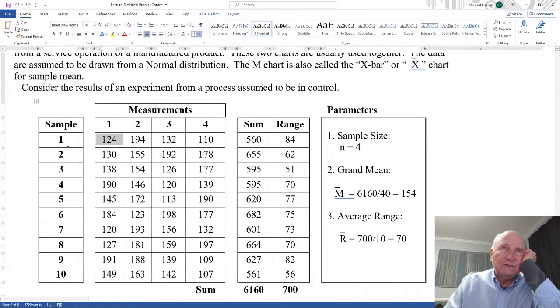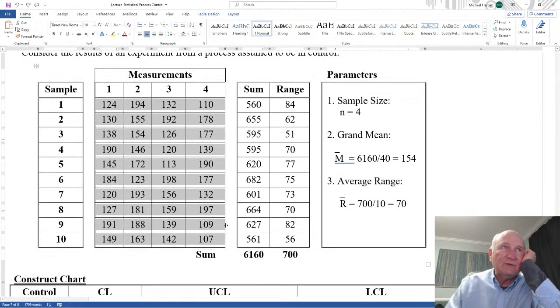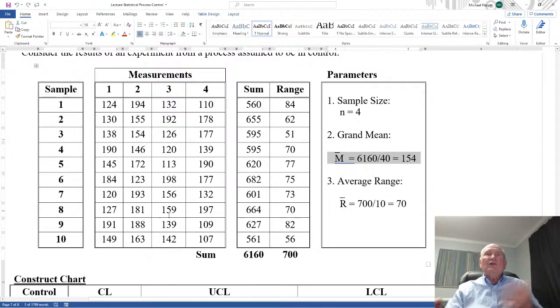So there's 10 samples, 4 per sample. So there's 40 numbers here, isn't there? There's 40 different numbers. So we're going to sum everything, 6160, and there's 40 numbers here. So 6160 over 40, the grand mean is 154. The average of all of these measurements is 154.